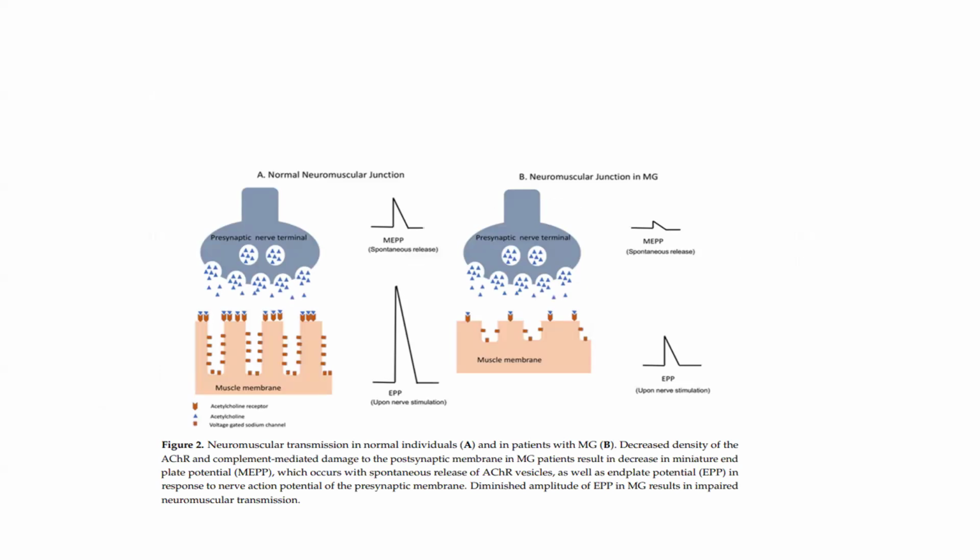So this is the pictorial representation of the neuromuscular junction in a normal patient and in a myasthenia gravis patient. Diagram A is representative of neuromuscular transmission in a normal patient, and diagram B is representative of neuromuscular transmission in a myasthenic patient. In diagram B, there is decreased density of acetylcholine receptors and complement-mediated damage to the postsynaptic membrane in myasthenia gravis patients, resulting in decrease in miniature end plate potential, which occurs with spontaneous release of acetylcholine vesicles, as well as end plate potential in response to nerve action potential of the presynaptic membrane. So the diminished amplitude of end plate potential in myasthenia gravis results in impaired neuromuscular transmission.